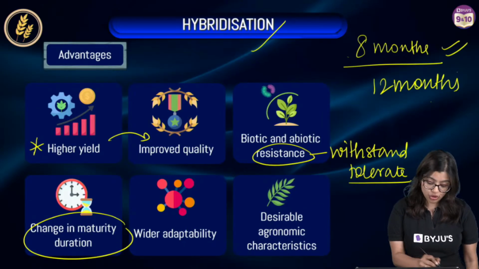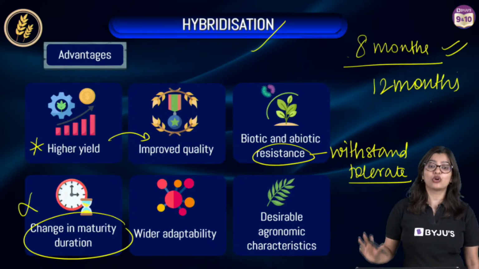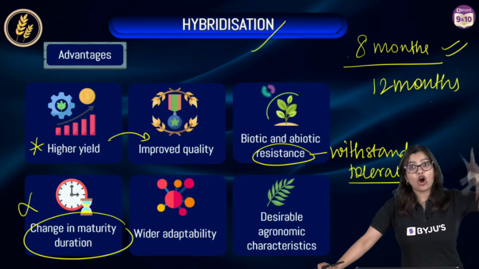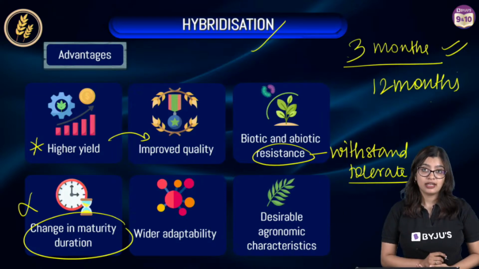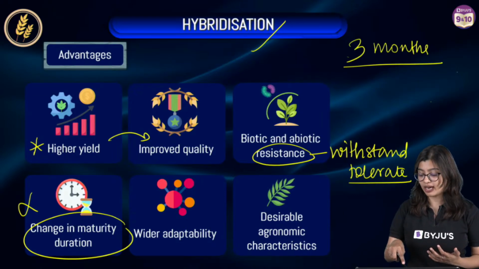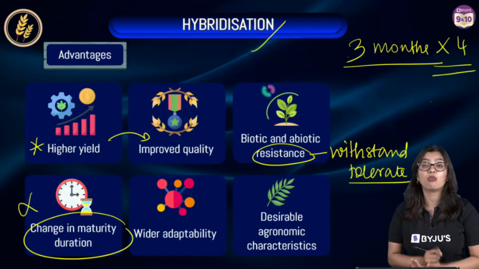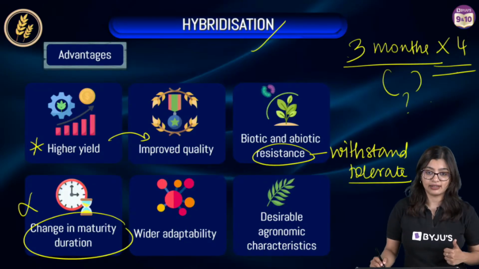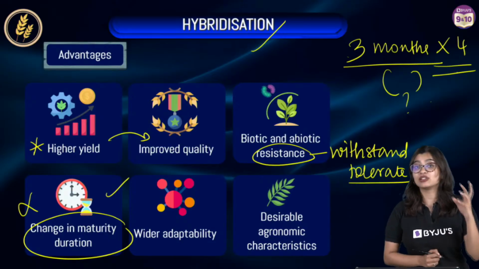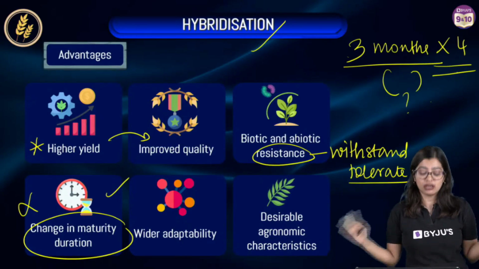Very good. So the shorter the duration, if I am able to grow a plant which is of shorter duration, which means instead of 8 months, I am able to grow it in 3 months, then I can grow that same plant at least 4 times in 1 year. Thereby, I am using my piece of land very effectively, right? So thereby, change in maturity duration is more economical for me.